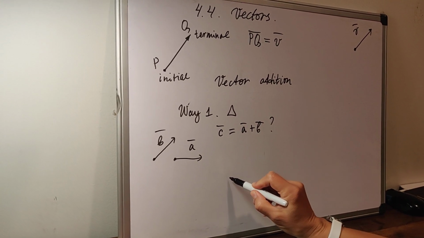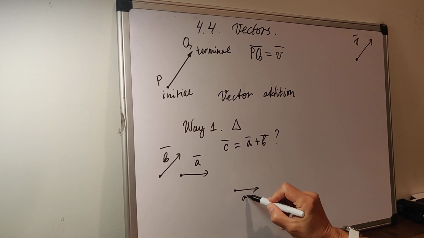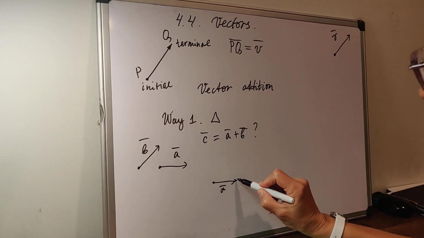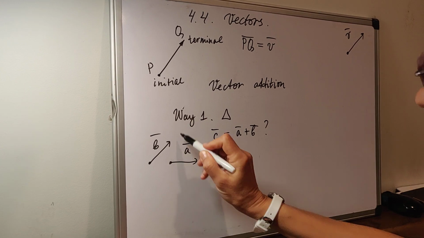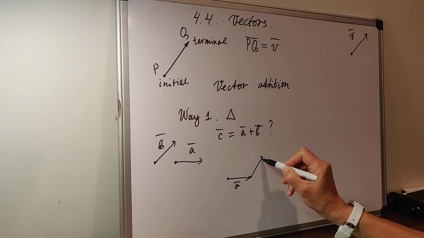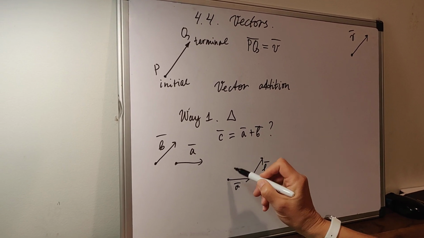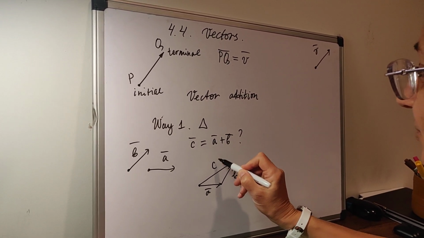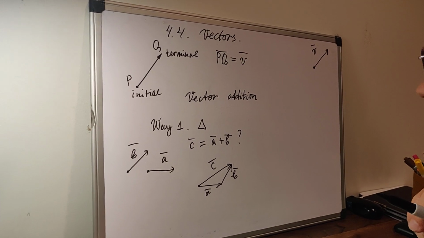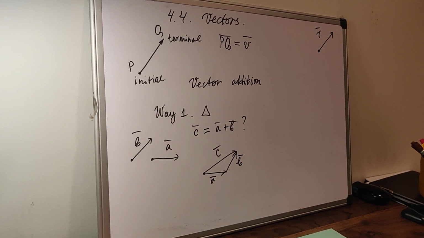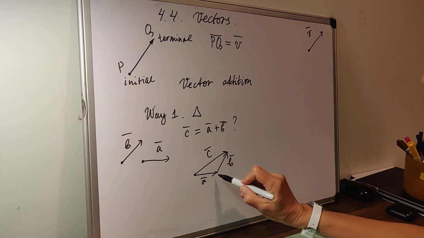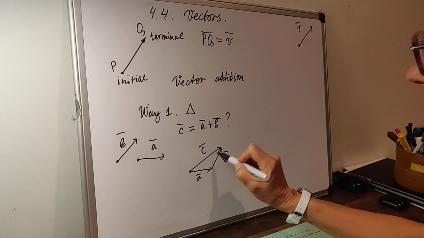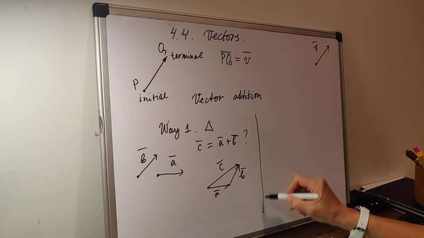We're going to copy vector A, and then from the terminal point of vector A, draw vector B, just copy it the same way. And we are going to connect the initial point of vector A and the terminal point of vector B, and that's going to be the resulting vector C. So that's one way to add vectors: build a triangle, put them head to tail and make up a triangle.